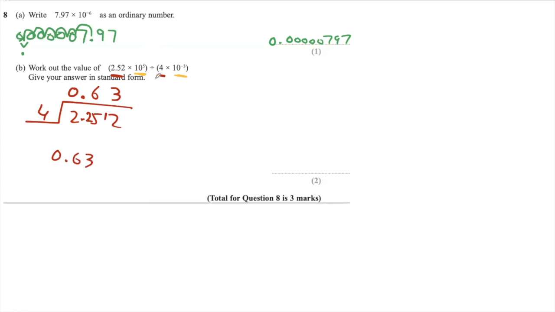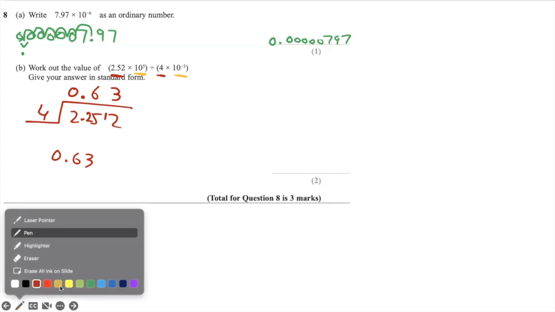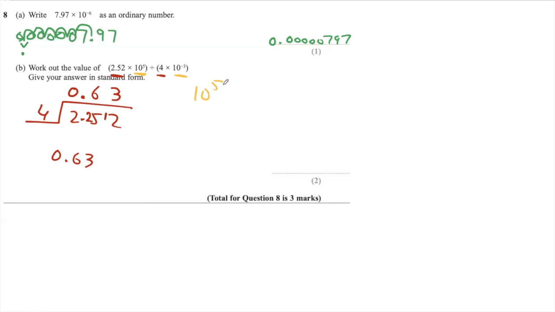Now let's work out 10 to the 5 divided by 10 to the negative 3. Well, we're going to use the division law of indices, which says that if you're dividing two powers with the same base, you're going to have to take away. So it's going to be 5 take away negative 3. So 10 to the power of 5 take away negative 3, and that's going to be 10 to the power of 8.